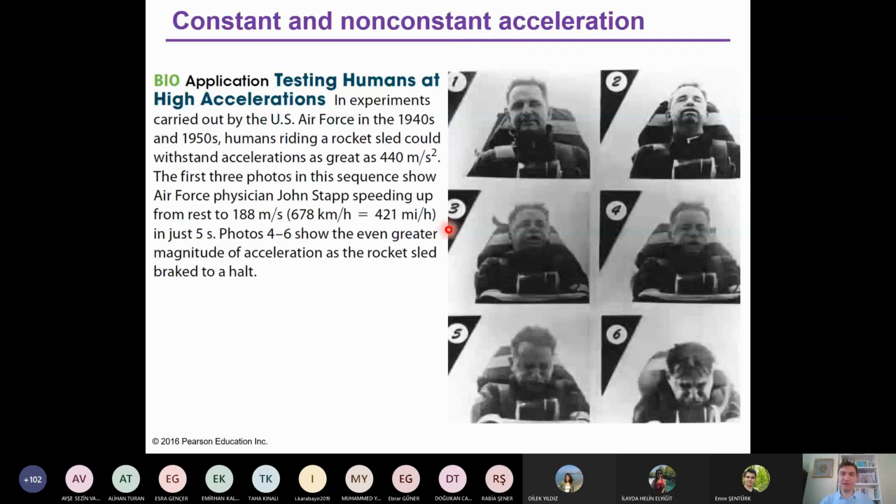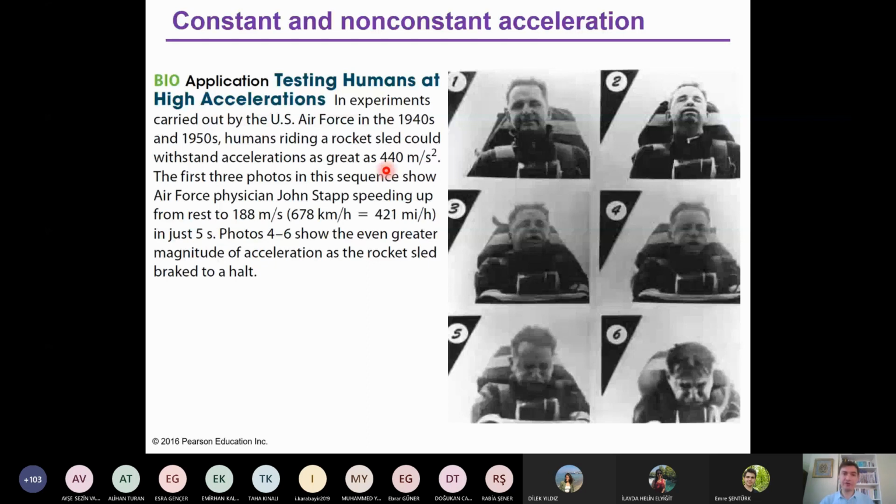Here you see a test pilot. These experiments were carried out in the 1940s and 1950s by the United States Air Force. So this guy, the test pilot, riding a rocket sled, could withstand acceleration as great as 440 meters per square second. Huge acceleration if you compare with the gravity.